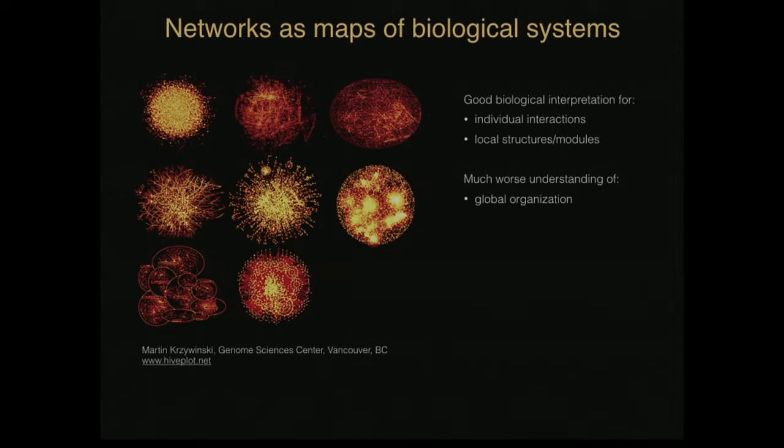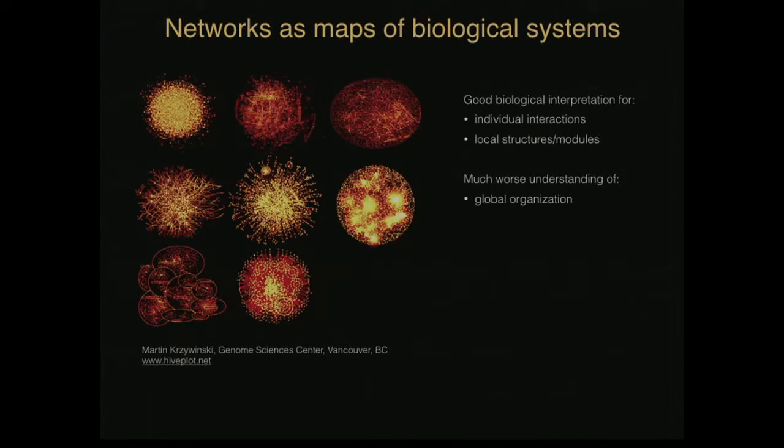And over the years, as we have been accumulating this data, we learned pretty well how to interpret the data we were acquiring, at the level of individual interactions, at least. We have a very good understanding of what, for example, a physical binding means. We have a pretty good understanding of what a protein-DNA interaction means. We also, in some cases, have figured out how to interpret local structure and modules within networks. We know that if a group of proteins all have physical interactions between them, they're very likely to represent a protein complex.